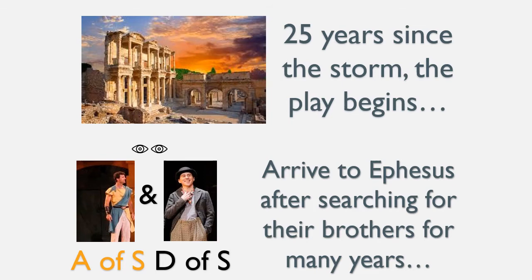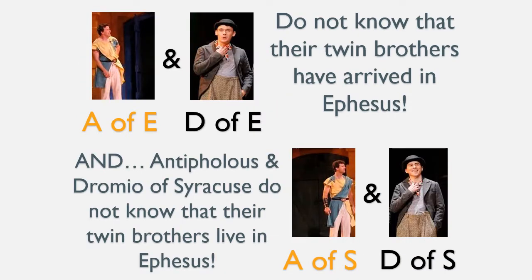Okay, so that was a bit of backstory. So the play begins 25 years later. Now, Antipholus of Syracuse and Dromio of Syracuse arrive in Ephesus after searching for their brothers for many years. So they are now in the same town that their twin brothers have been living in for 25 years. Now, Antipholus of Ephesus and Dromio of Ephesus do not know that their twin brothers have just arrived. And Antipholus and Dromio of Syracuse do not know that their twin brothers live in Ephesus.